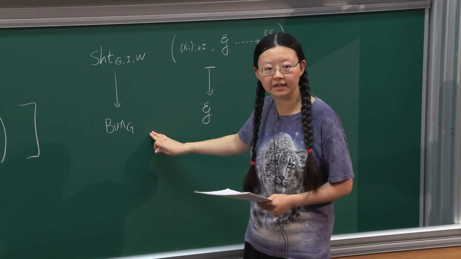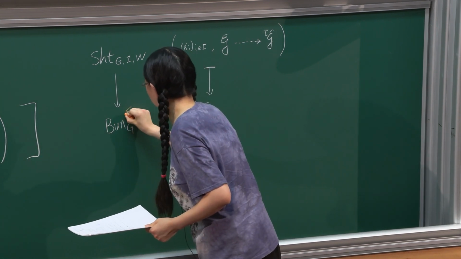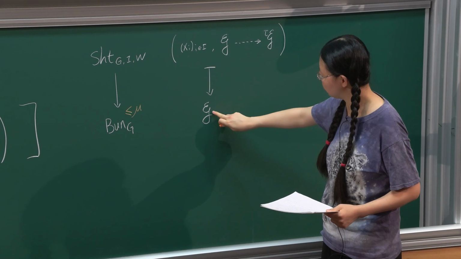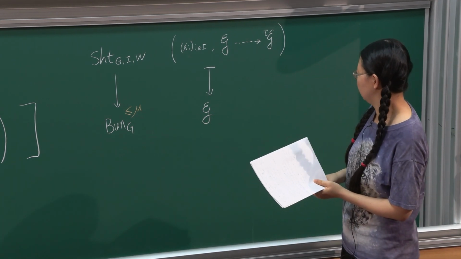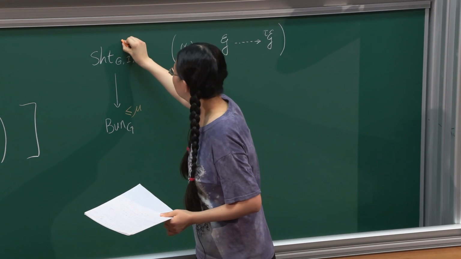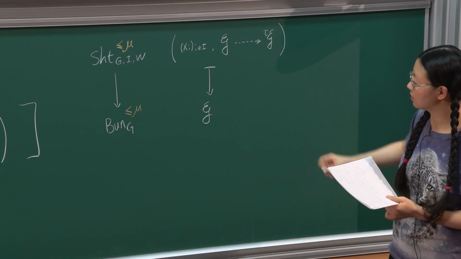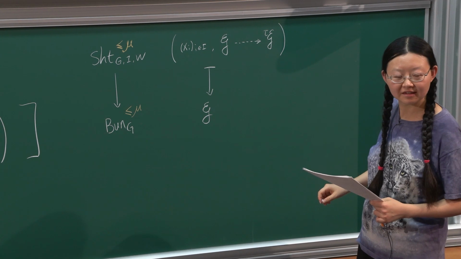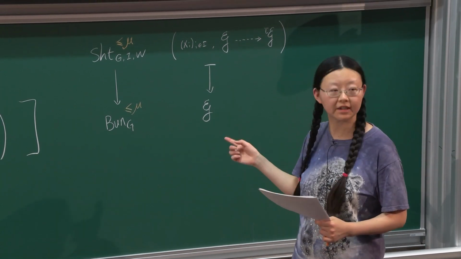And on the boundary, we have the Harder-Narasimhan stratification. This says that the canonical Harder-Narasimhan filtration of this G-torsor is bounded by mu. And the Shtukas smaller than mu is just the inverse image of this in the whole stack of Shtukas. Is that okay, or do you need more of an example for SL2? Okay, so I give an example of SL2.